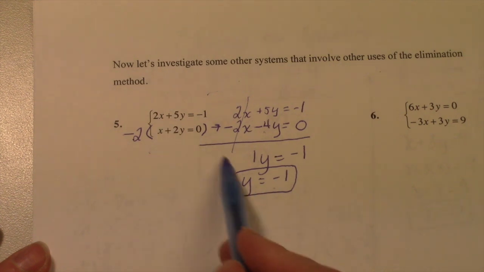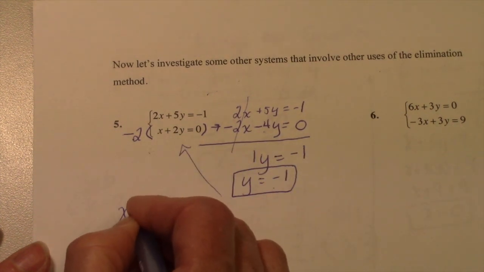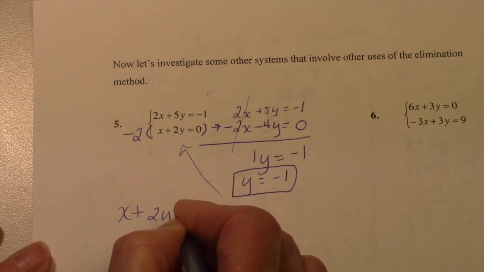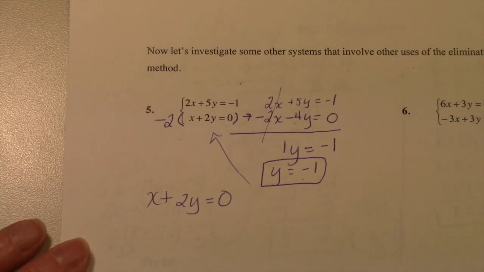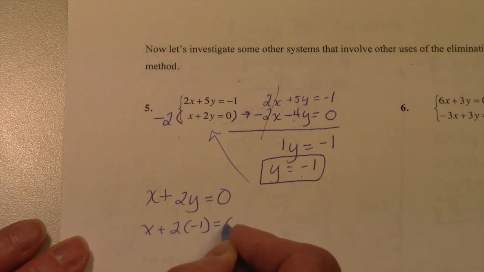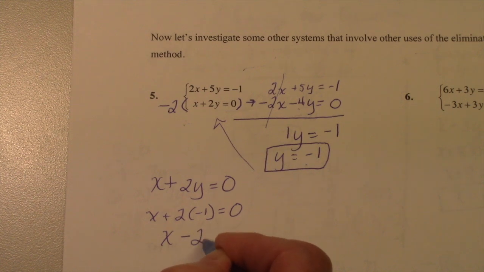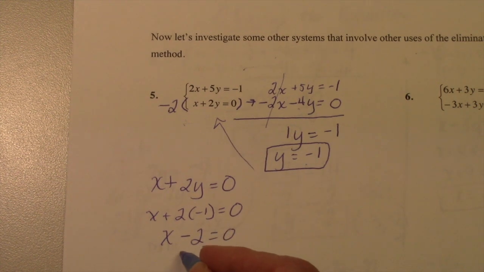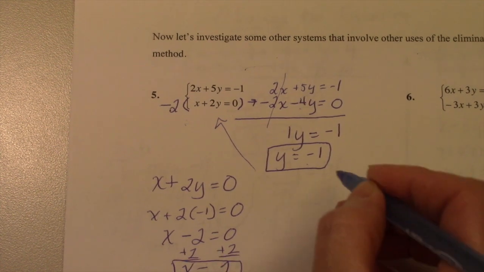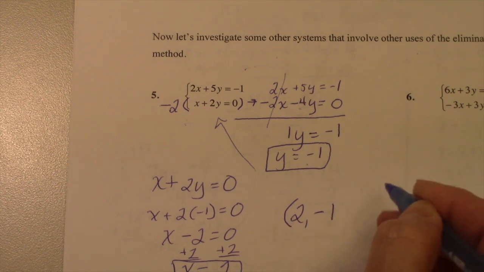Go back up here. I'm going to go to the easiest one. The easiest one is the second one. x plus 2y equals 0. x plus 2 times negative 1 equals 0. x minus 2 equals 0. Now I got to move the 2, right? So x equals 2. So the solution here is 2 comma negative 1.